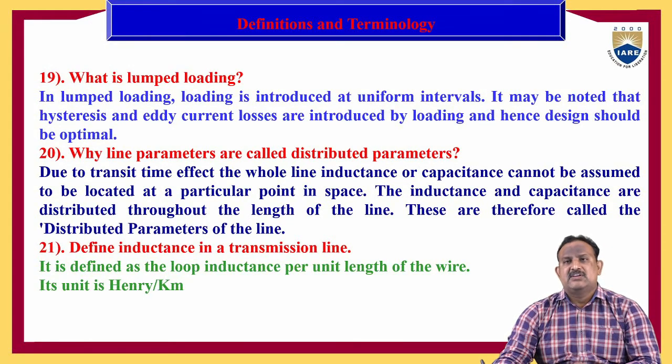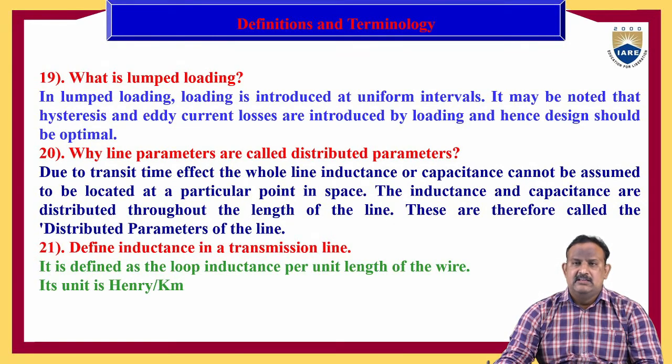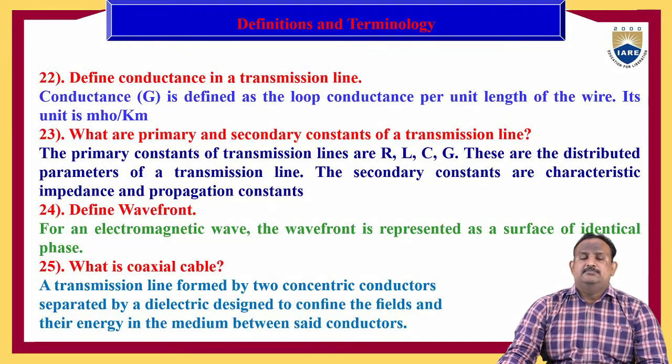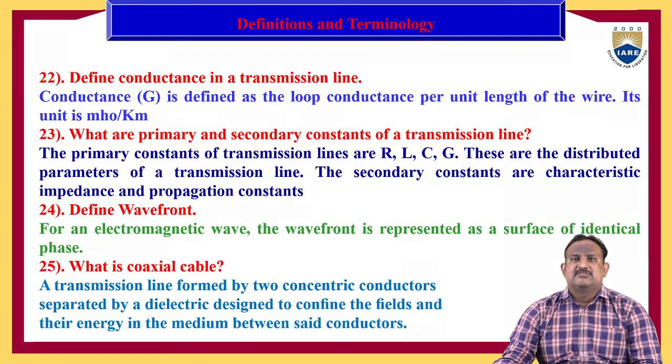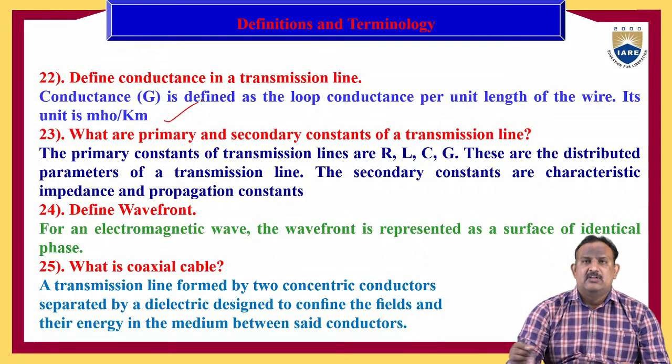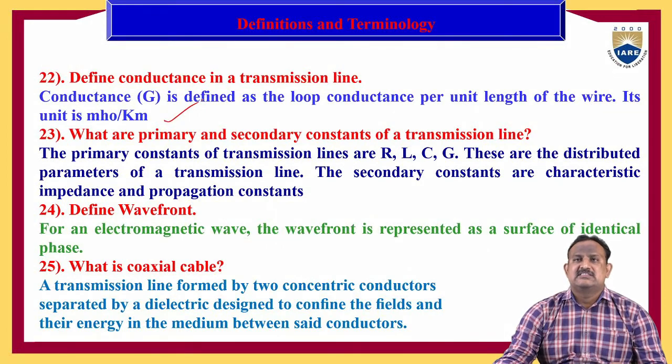Define inductance of a transmission line. It is defined as the loop inductance per unit length of a wire. The units for inductance are Henry per kilometer. Define conductance in a transmission line. Conductance G is defined as the loop conductance per unit length of a wire. Its units are mho per kilometer. It is the opposite of resistance.